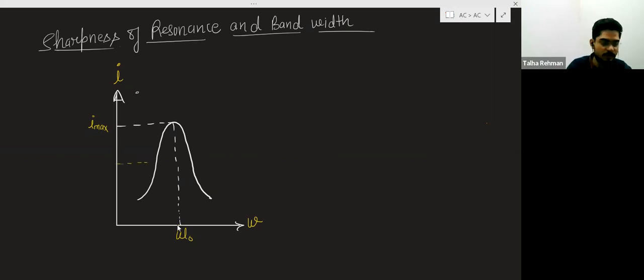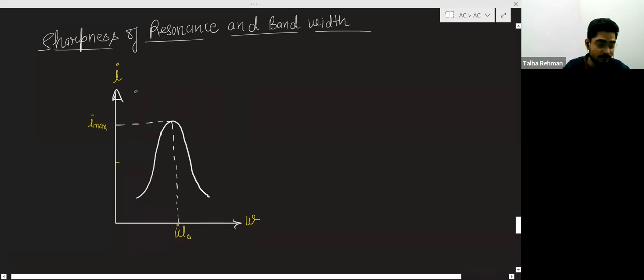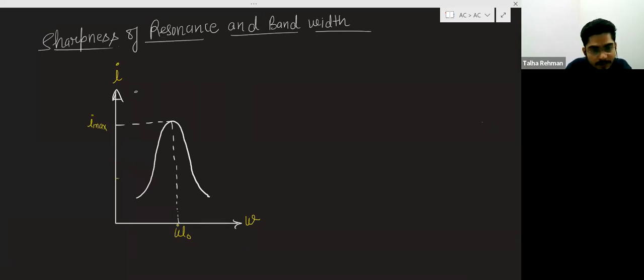Remember what I want to say, focus. There will be an angular frequency for which the current is 1 upon root 2 times the maximum current. Suppose this is omega 1 and this is omega 2, and this current is I max divided by root 2. This is the maximum current.